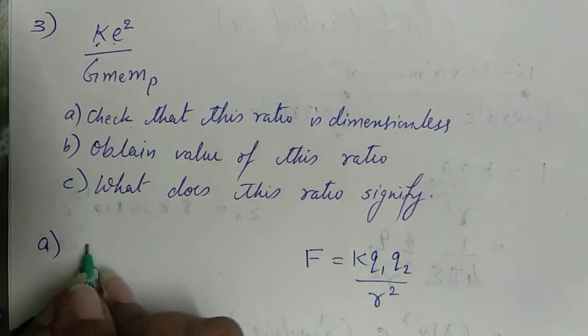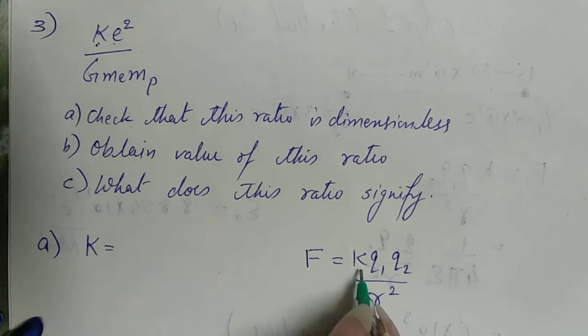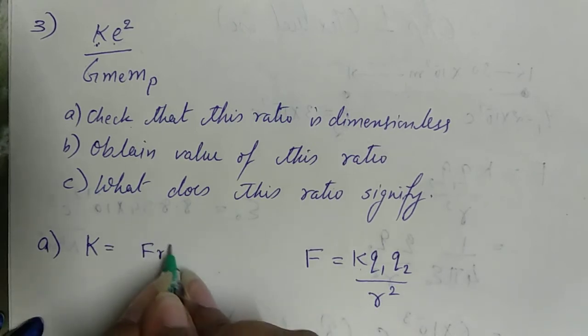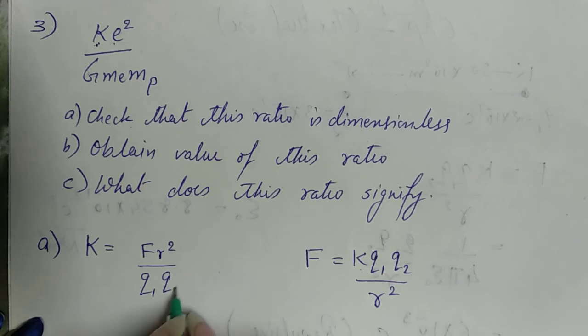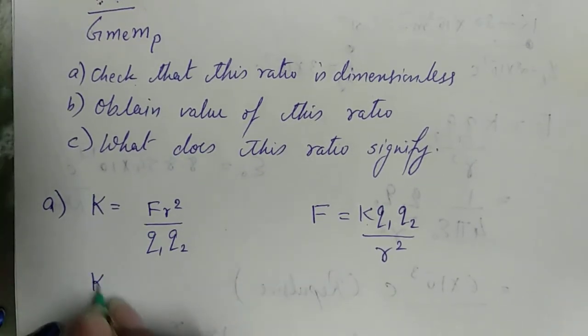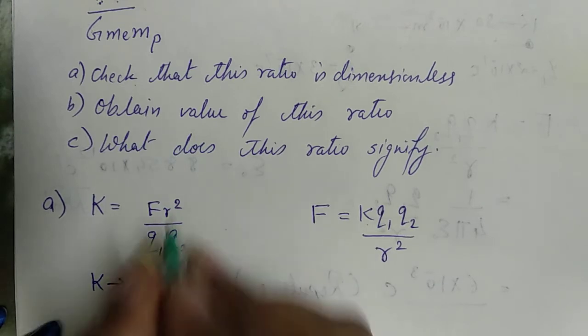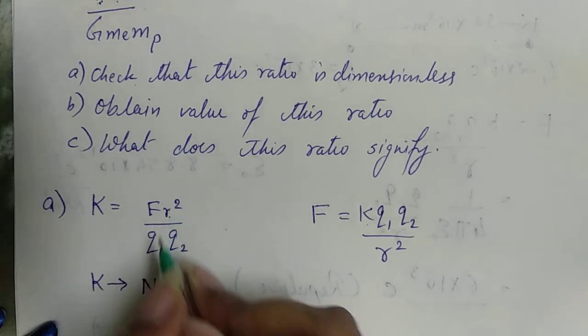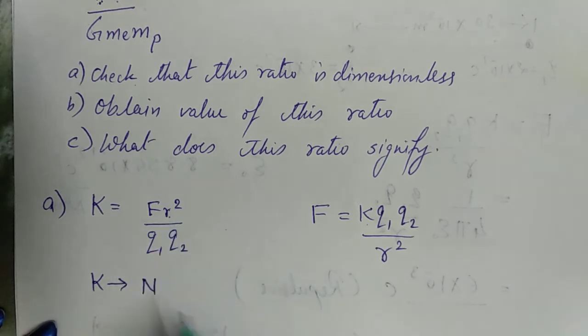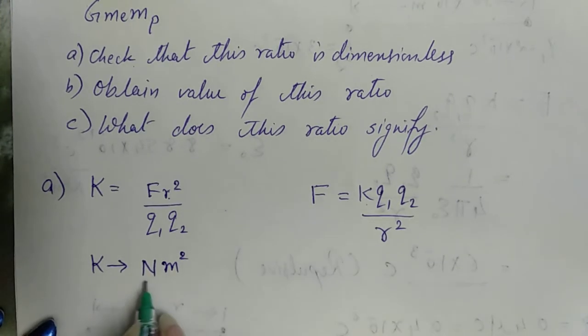From this we'll make K the subject of the equation. So it will give you F R square upon Q1 Q2. So from here I can write down the unit of K. The unit of force is going to be Newton, the unit of R, the distance between two charges, will be meter, and as R square is here, I'll put a square over here. These were the charges, and the unit of charge is Coulomb, so Coulomb into Coulomb will give me Coulomb square. So this is the unit of K.